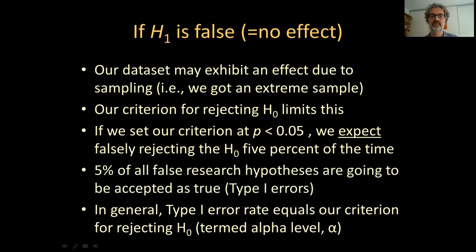In general, the type 1 error rate equals the criterion for rejecting the null hypothesis. So by defining the arbitrary criterion for rejecting the null hypothesis, we are effectively specifying our alpha level. The alpha level is also the rate of type 1 errors.